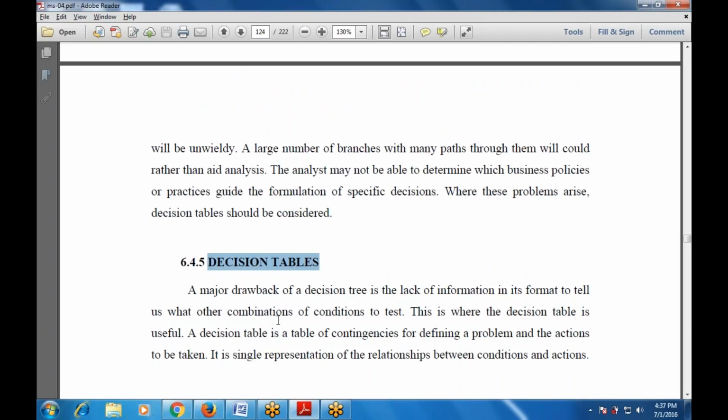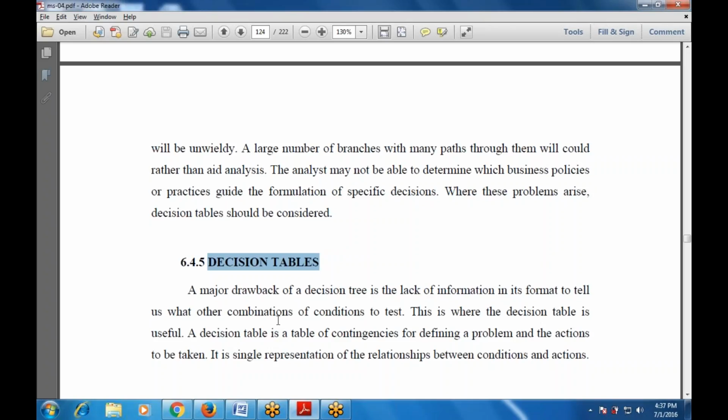Why is there a requirement for the decision table? The answer is that there are some drawbacks of decision trees, that is, a lack of information in their format. The format lacks the information to tell us what other combinations of conditions to test. That is, which conditions are to be tested, and in what format. This is where the decision table is useful.